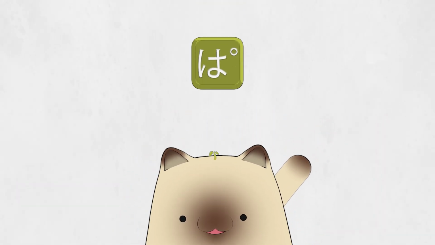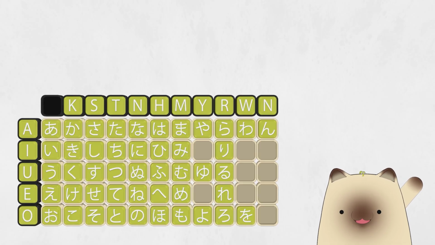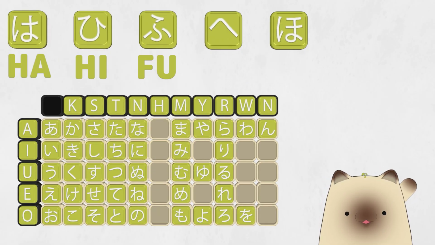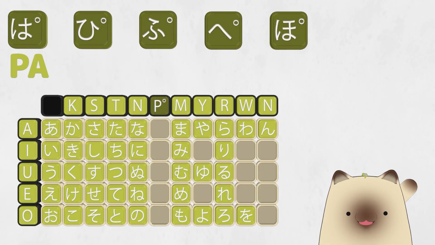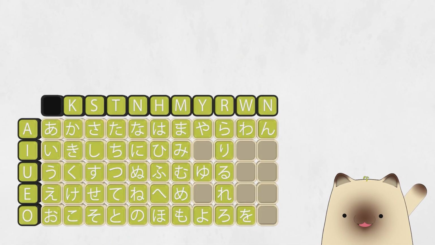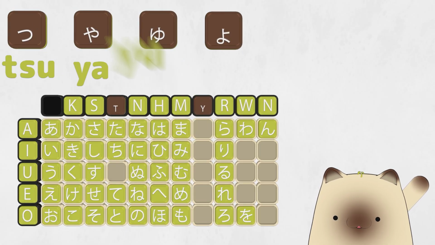Now you've got that, I'll introduce Handakuten. This is specifically for the H column only. Instead of two little dashes, you add a little circle next to the character and it changes the H to a P. So instead of ha, hi, fu, he, ho, it's now pa, pi, pu, pe, po. Great. There's one more thing before we're done. Kogakimoji are small versions of certain characters that change pronunciation. In Hiragana, these include small tsu, ya, yu, and yo.